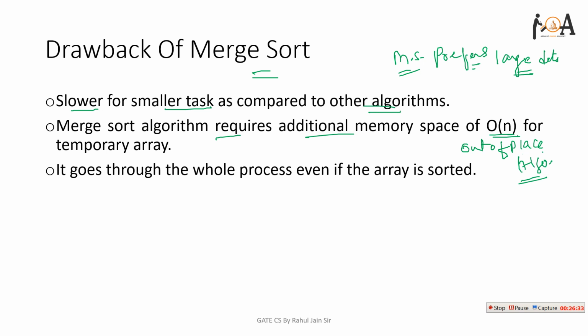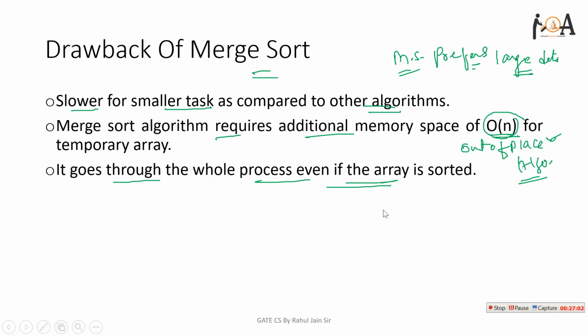place algorithm. I have told you what is in place and what is out of place in our previous lectures, on the basics of sorting and in place algorithms. There I discussed important terminologies of sorting algorithms. That is why it is out of place, because it requires order of n extra space, and it goes through the whole process even if the array is sorted. So even if the array is sorted, it will apply the same procedure until it completes the last element. So these are some of the drawbacks of the merge sort algorithm.